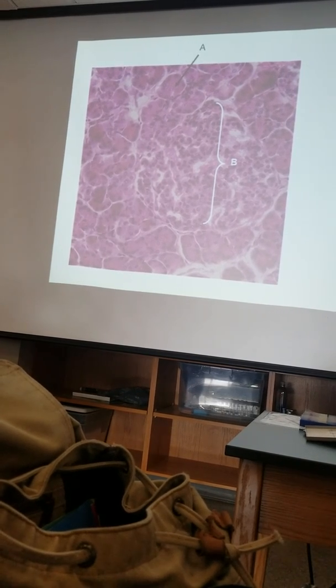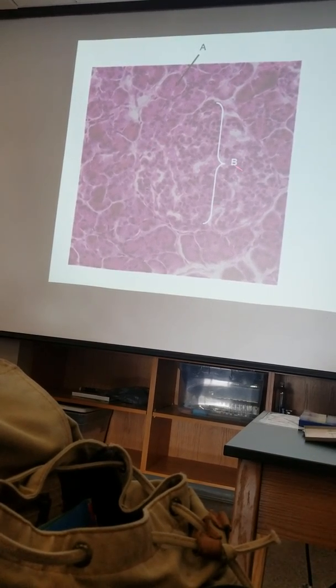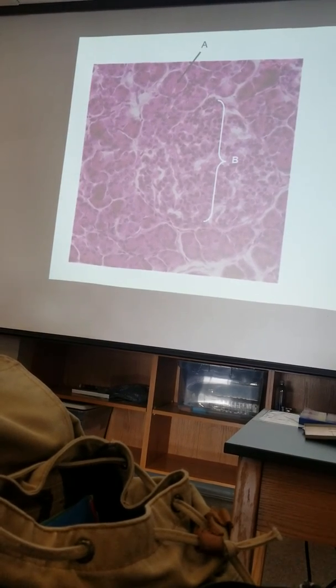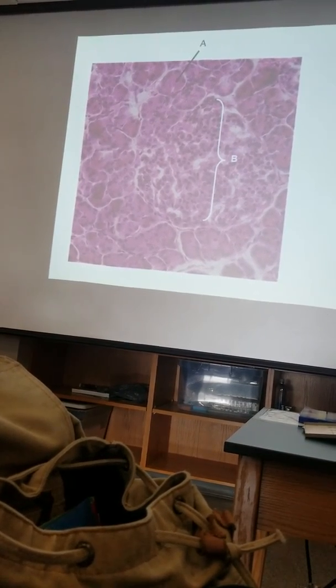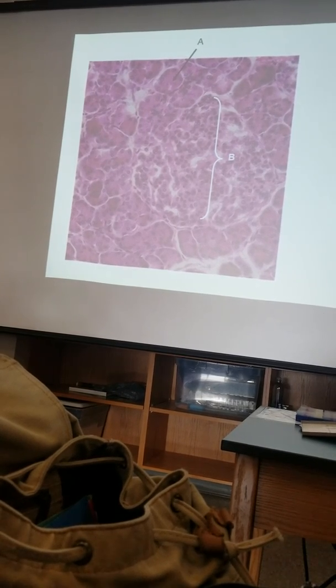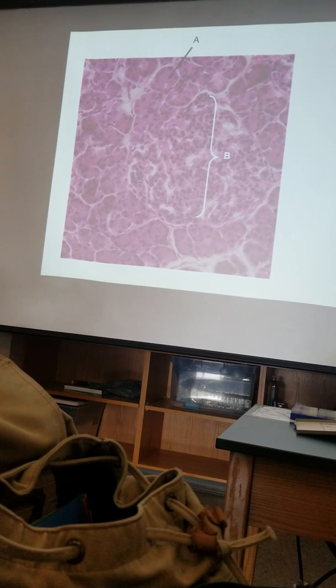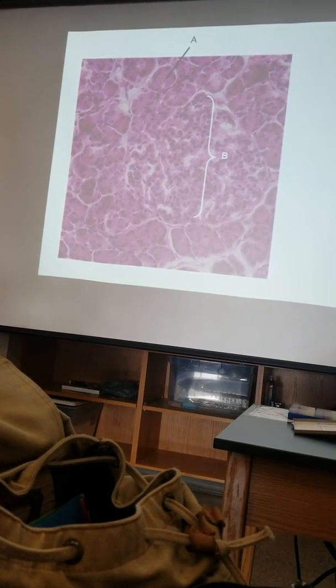B is representing what? The islets. And what's a cell that you would find in an islet? A alpha or B beta. Yeah. You can go gamma, even delta, but you can't go epsilon. As far as I know, there's no epsilon.